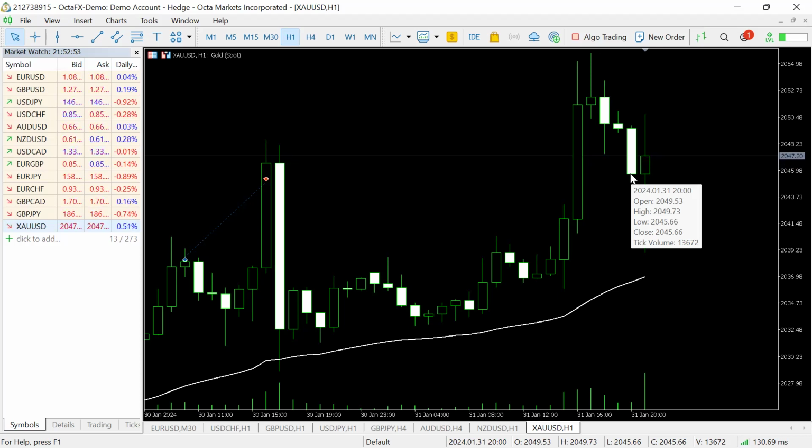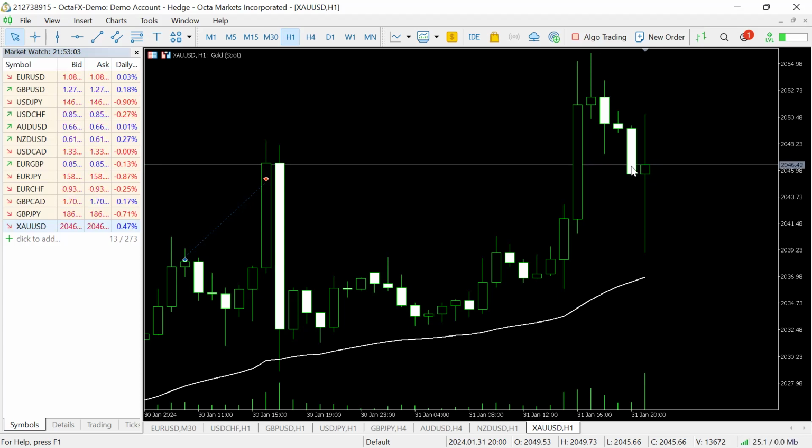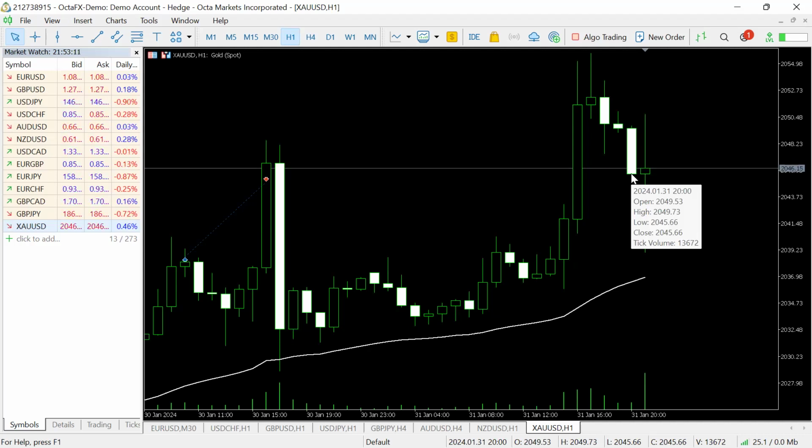You can see there's a time frame and date on that candle. It's 2024 January 31st, 8 o'clock. That's when this candle finished. Now let me give you the details. The open is 2049. If you can write that down, write it down, because I'll be asking you and you will tell me. The open is 2049.53.